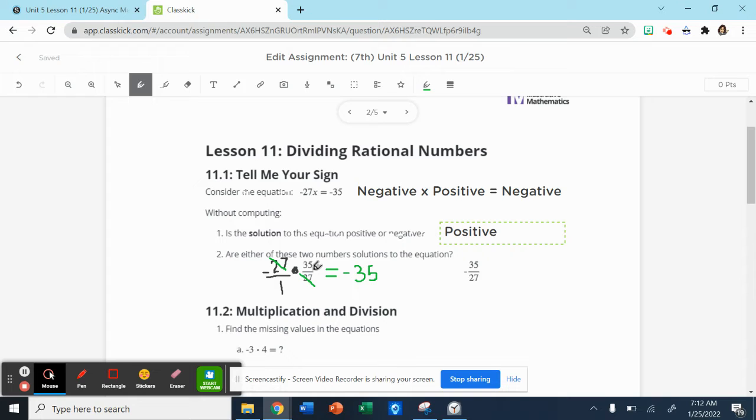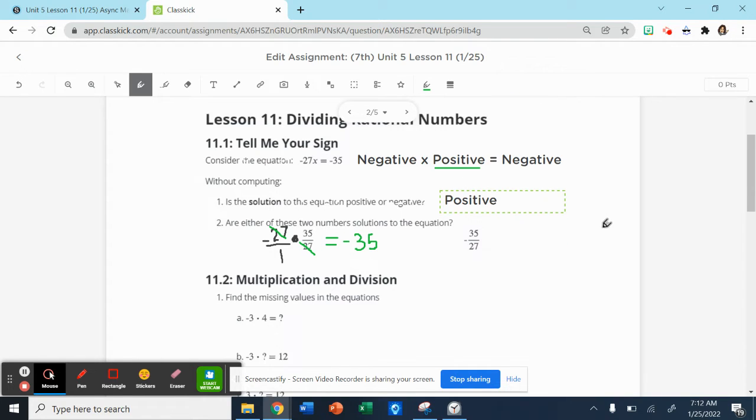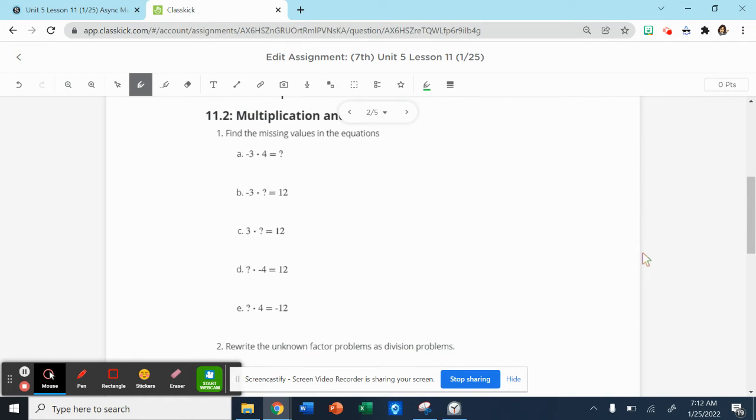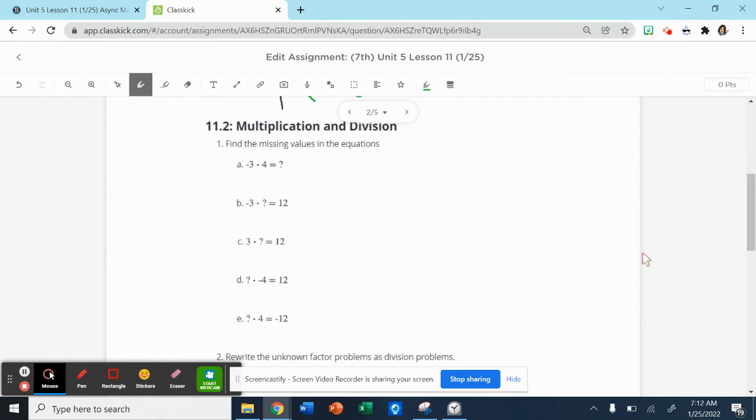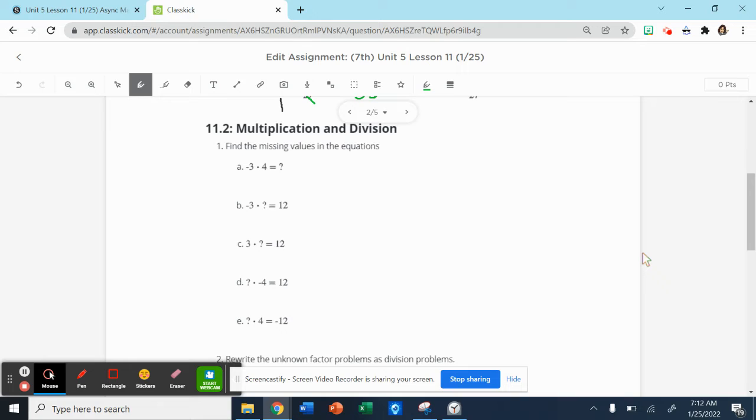Notice that 35 over 27 was a positive number because we knew that we needed to multiply a positive in order for our product to be negative. Let's take a look at 11.2, multiplication and division. Find the missing values in these equations.